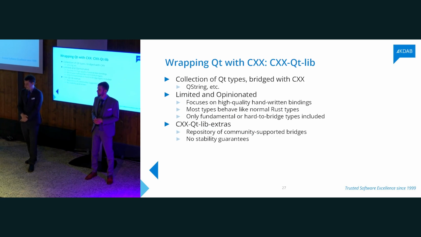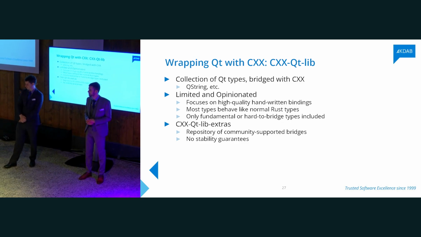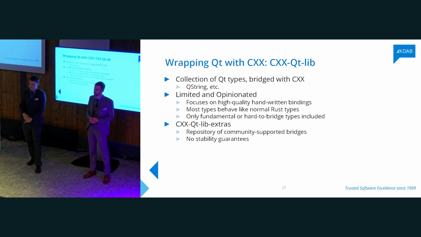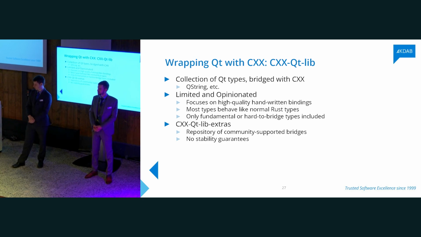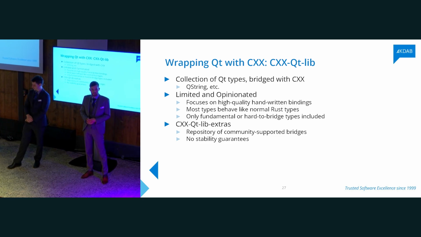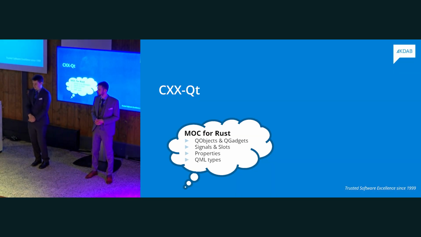So you can already see how you could use CXX to define normal Qt types, such as QString. And we've already done this with CXX-Qt lib, a crate that we have, which is a collection of the common types, the most fundamental types you'd need to bridge between. These focus on high quality written bindings and stability guarantees. And then we have a second crate called CXX-Qt lib extras for any community contributed ones that may not necessarily be stable. But we have a problem still.